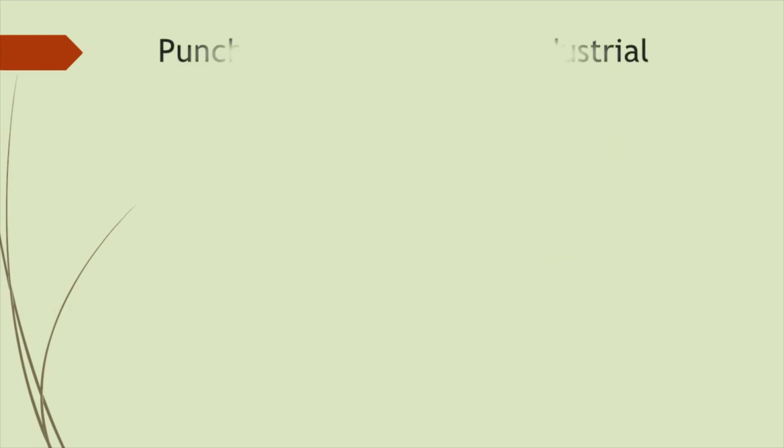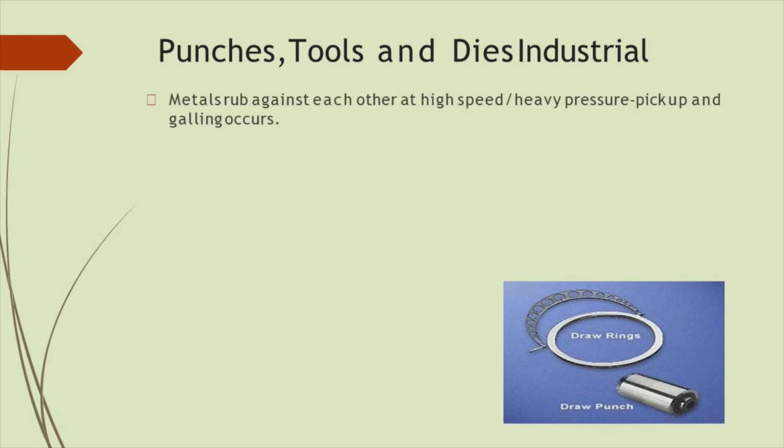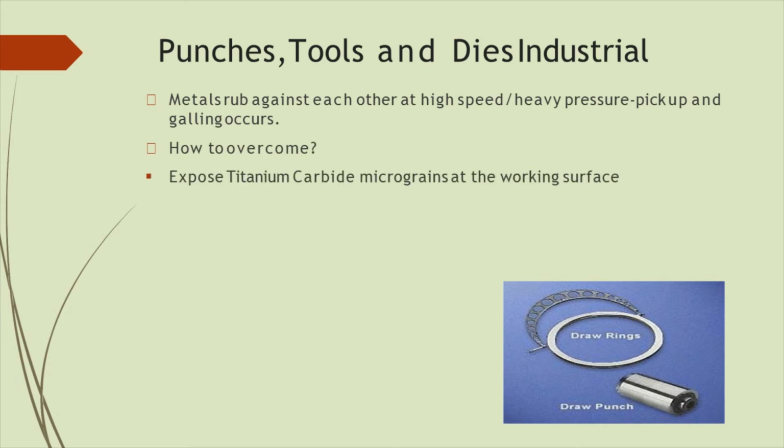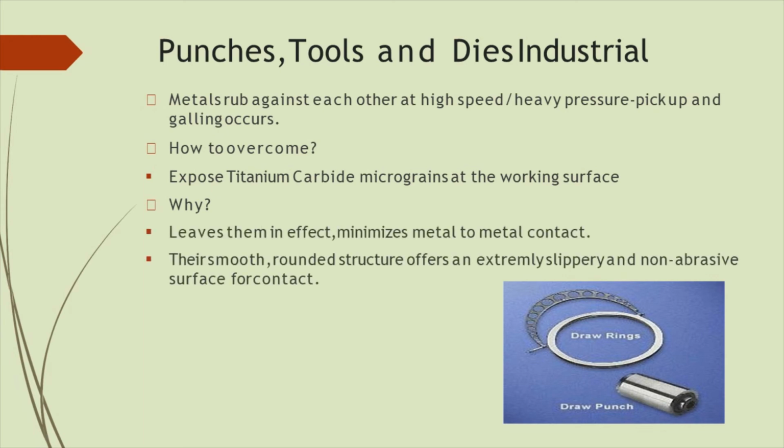Lastly, titanium carbide in industrial punches, tools, and dies. Pickup and galling are frequent problems when metals rub against each other at high speeds or under heavy pressure. Exposure of titanium carbide micrograins at the working surface leaves them in relief and in effect minimizes metal-to-metal contact. Their smooth, rounded structure offers an extremely slippery and non-abrasive surface for contact.